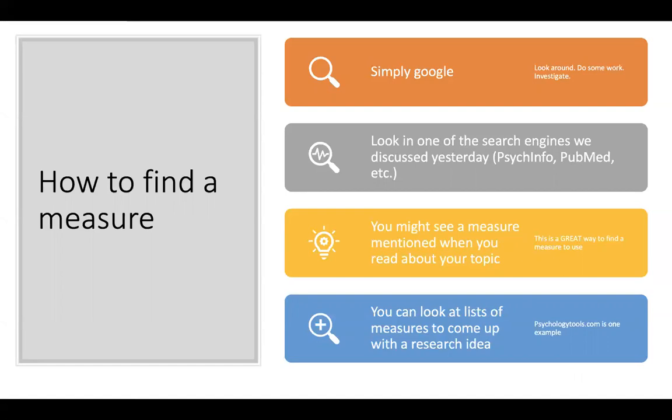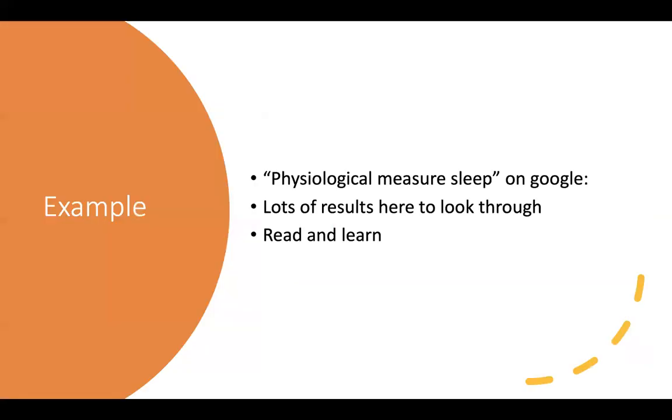You might see a measure mentioned when you look through your topic. That's very, very common. That's an excellent way to choose a measure. Let's say you wanted to look at the impact of chocolate and sleep. And so you start looking at sleep, and you see some ways that people measured sleep in the past. And you might think, oh, I'm going to use that method. I'll use that measurement. You can also look at lists of measures. That might help you come up with a research idea. So I'll point you to some of those things.